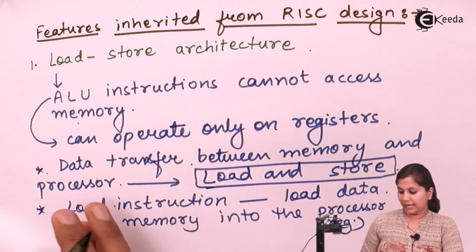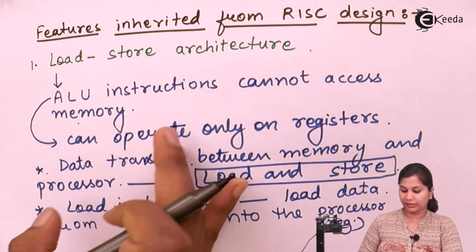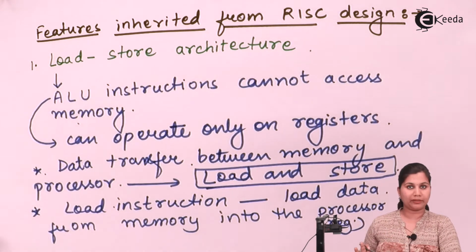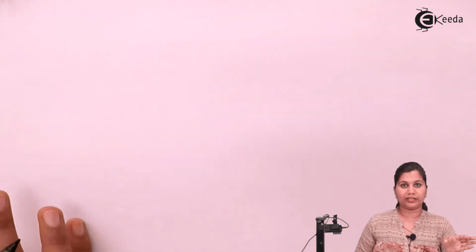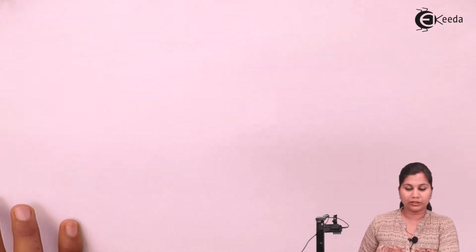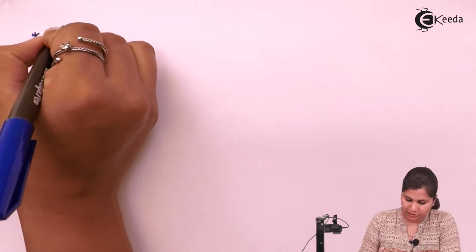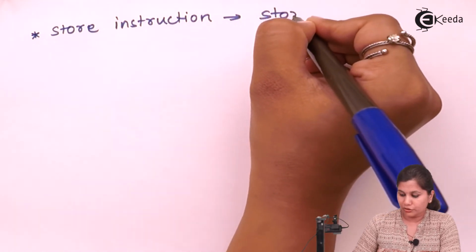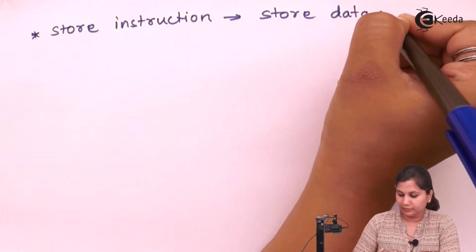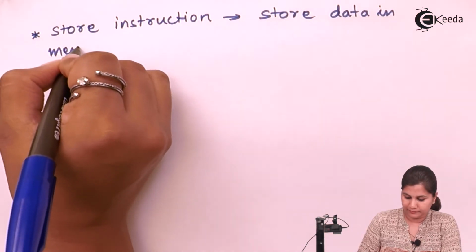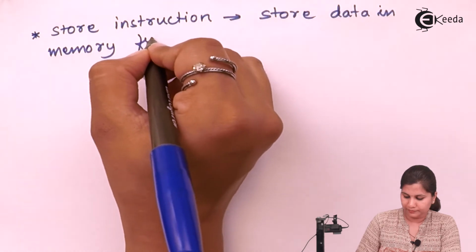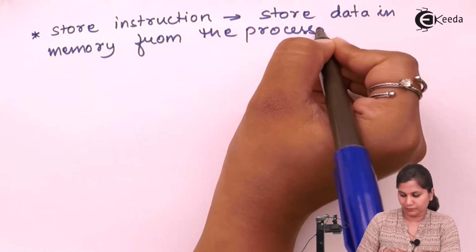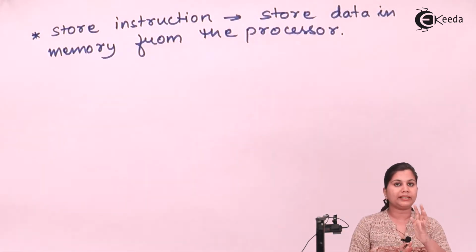Now after the data has come into the register, we can perform the ALU instructions. After the ALU instructions are performed, there will be some result. If we want to store that result again into the memory, we will use the store instruction. This instruction stores the data in memory from the processor. So in this way, the memory can be accessed.